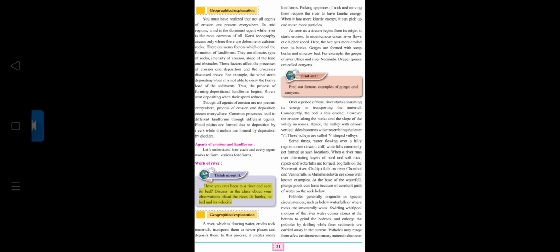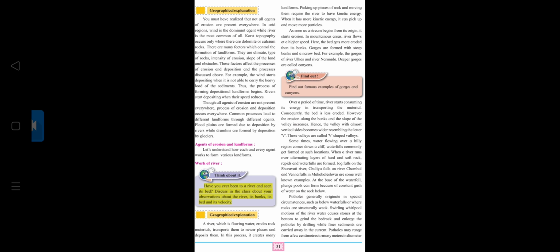Over a period of time, the river starts consuming its energy in transporting the material. See, when a river is flowing, most of the energy which is consumed is in transporting the material. So the bed is less eroded. However, the erosion along the banks and the slope of the valley increases. Hence, the valley with almost vertical sides becomes wider.